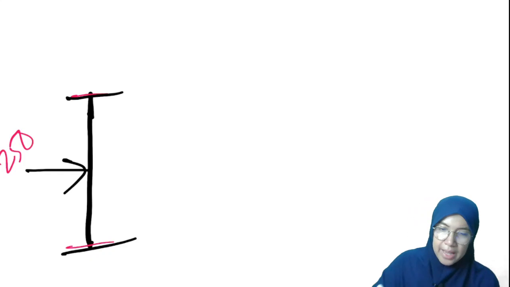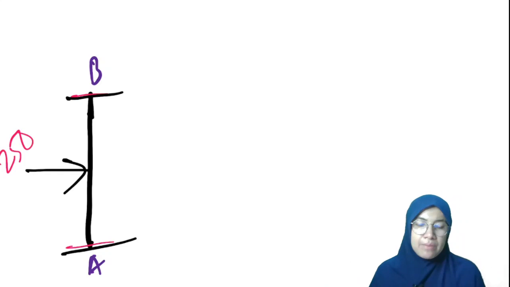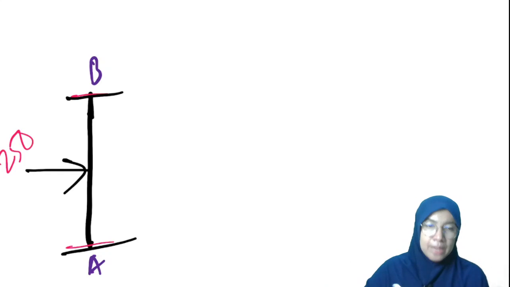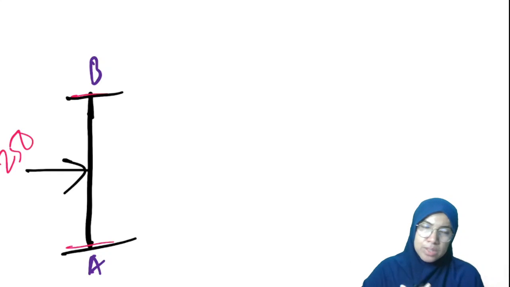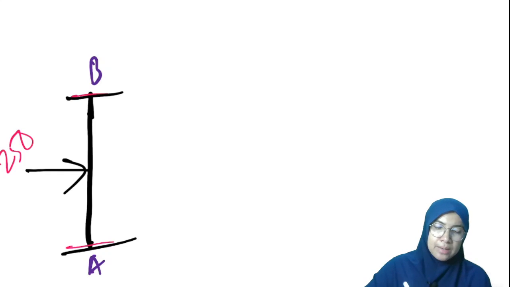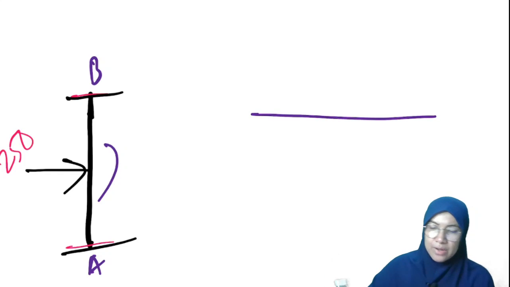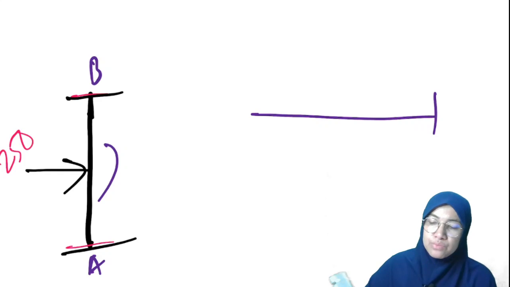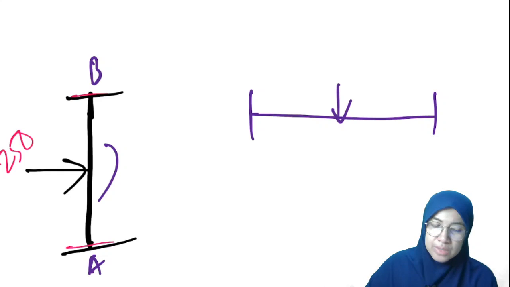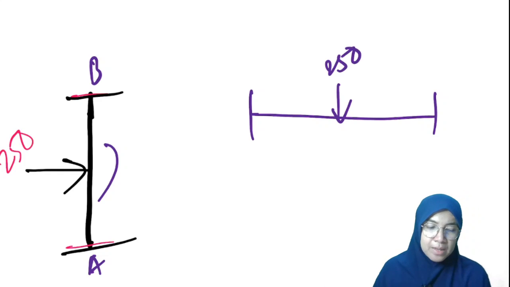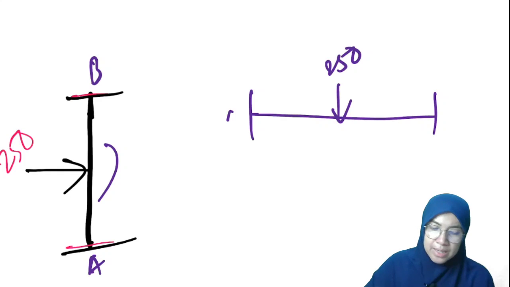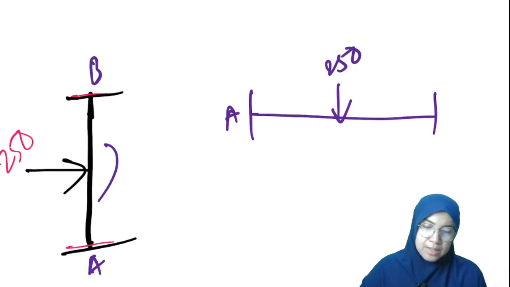So this is A, this is B. Remember that the beam will bend. This one is a column. So we can draw it back in this direction that you are familiar with. This is 250, and here is A.